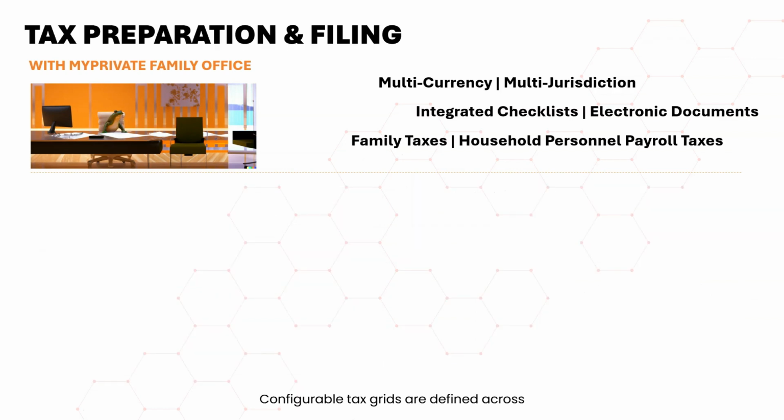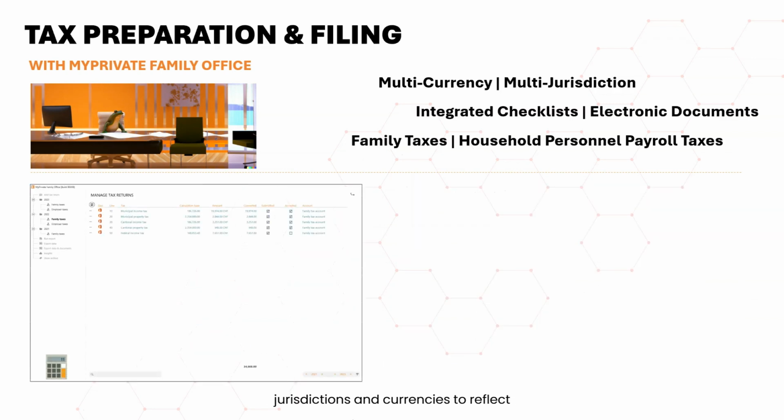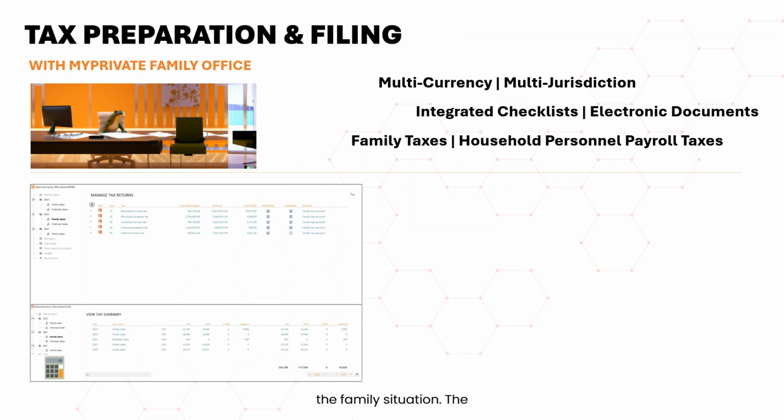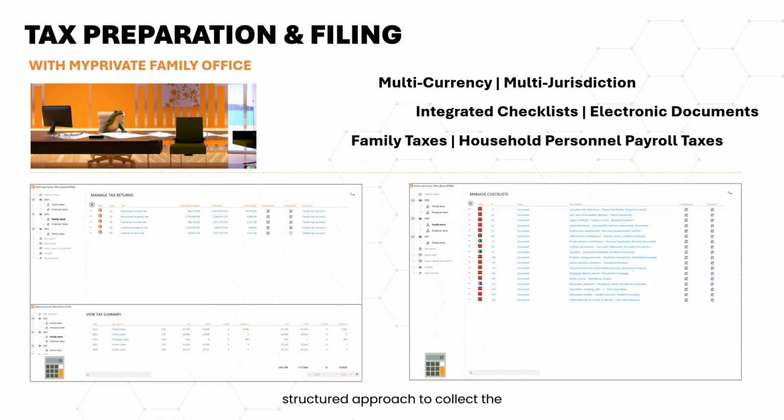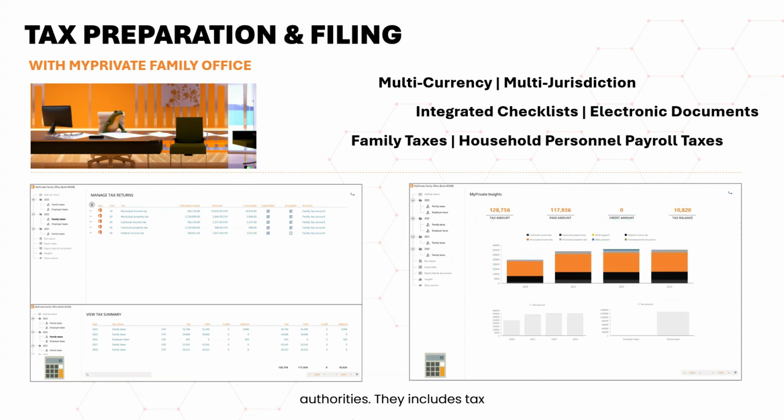Configurable tax grids are defined across jurisdictions and currencies to reflect the family's situation. The integrated checklist provides a structured approach to collect the required documents available in MyPrivate. These can be exported to an Excel index with embedded documents as supporting evidence for the tax authorities. They include tax-deductible spend, tax credits from withheld tax on interest, and tax withheld on stock dividends.